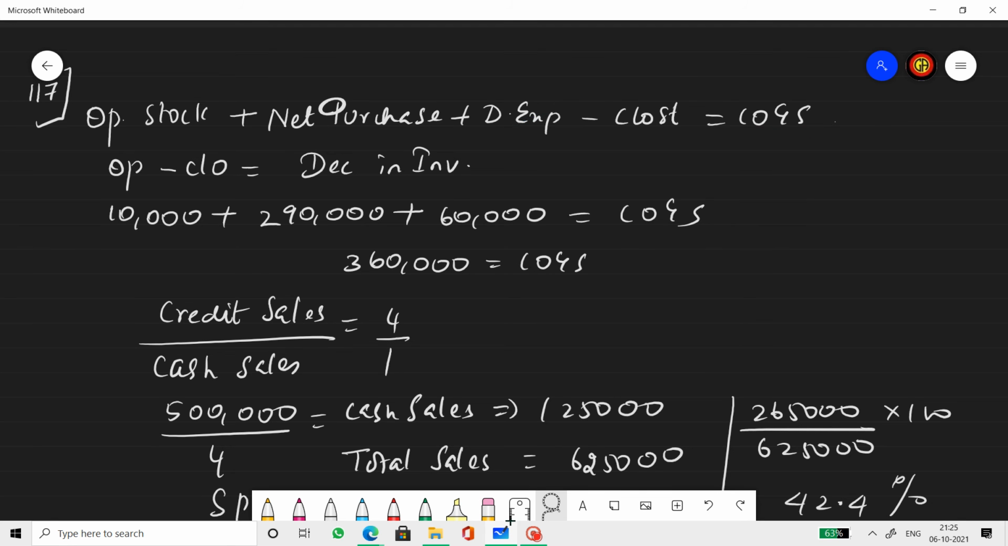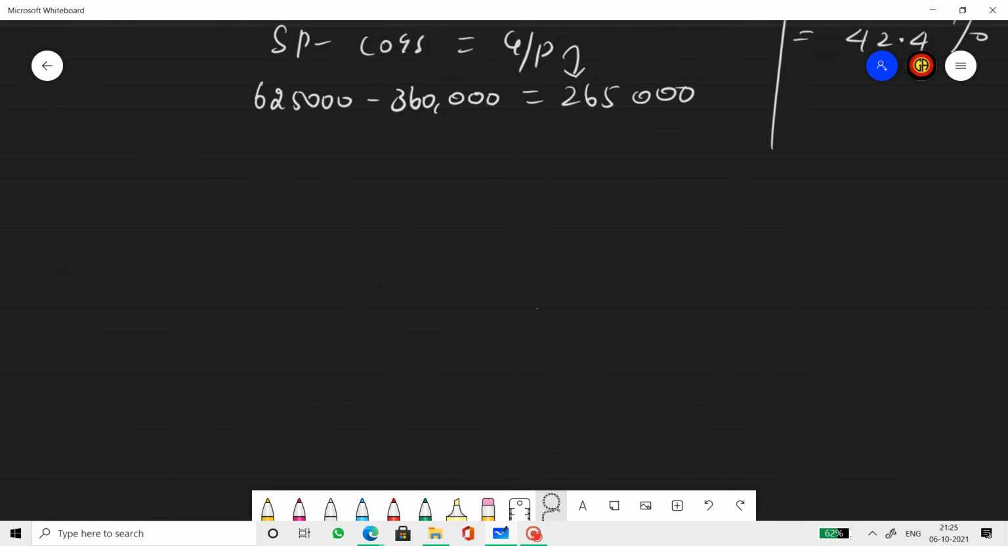So opening stock plus net purchase plus direct expense less closing stock is COGS. Direct expense is purely optional. Some questions will have it, some will not. So here we have it, so I am recording it. Now in the question it is said decrease in inventory, which is opening minus closing. So the opening minus closing figure is directly given. So I can straight away record 10,000 in that place. Net purchase is 2 lakh 90,000. Direct expenses is the sum of all the direct expenses given in the question, which totals to 60,000. Through this we arrive at cost of goods sold, 3 lakh and 60,000.